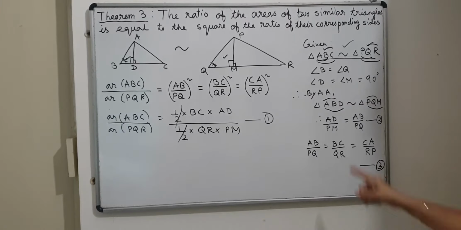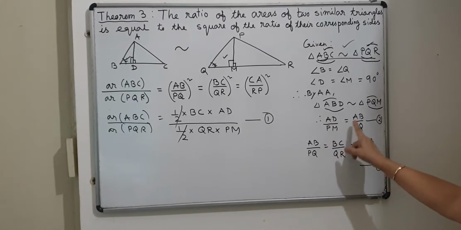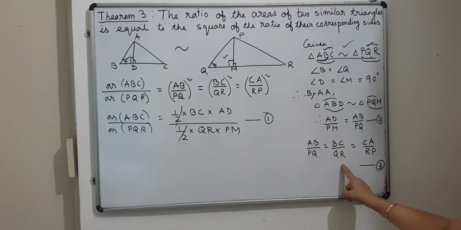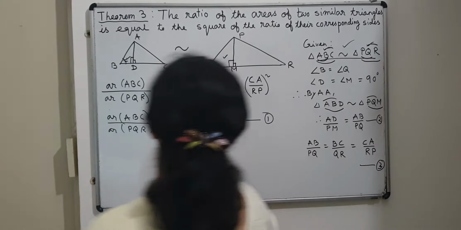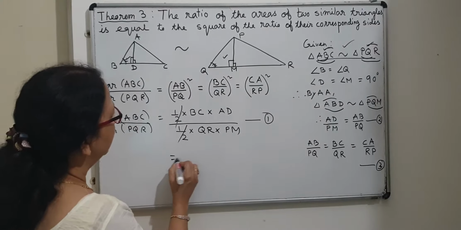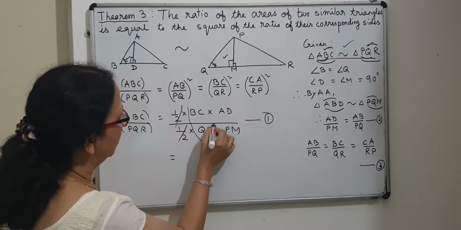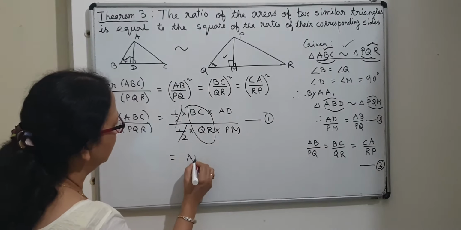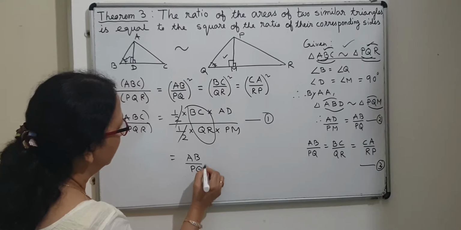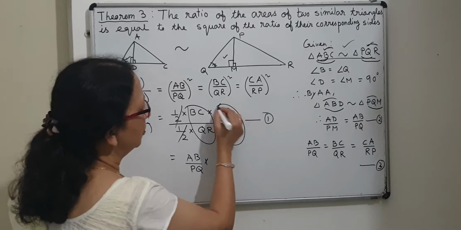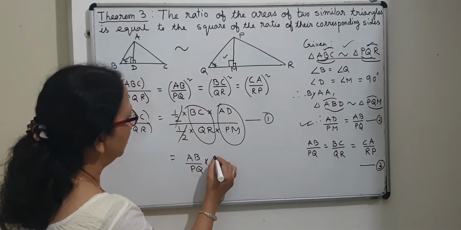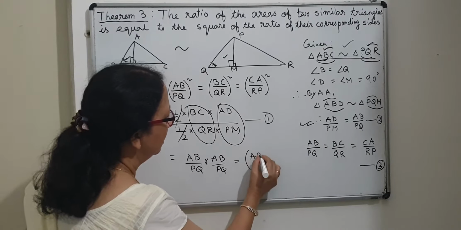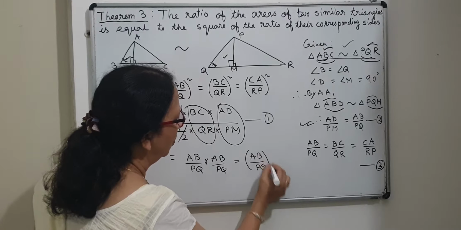Right. So in place of AD by PM, I can use AB by PQ here, and in place of BC by QR, I can use AB by PQ. So therefore, the ratio of the areas is equal to what? In place of BC by QR, I am using equation 3, so it is AB by PQ. And in case of this ratio, I am using equation 2, that is also AB by PQ. So that is nothing but AB by PQ whole square.